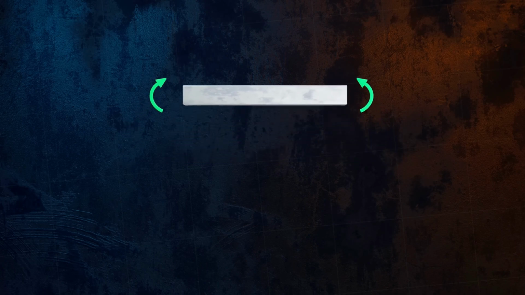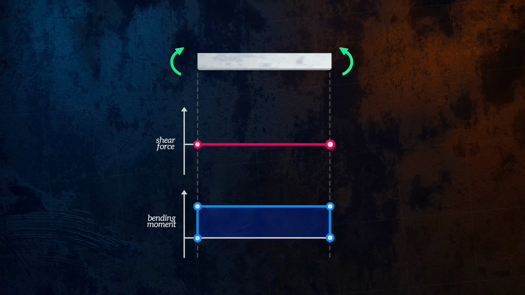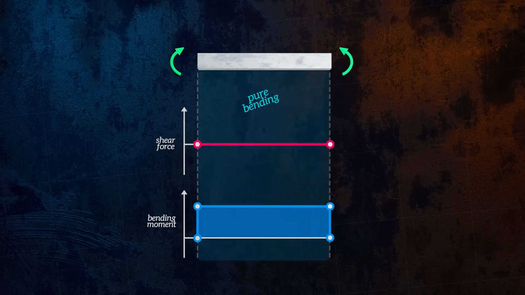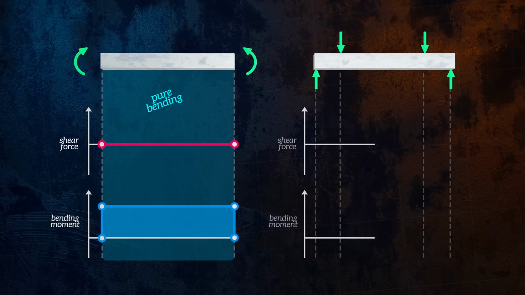A section of a beam is said to be in a state of pure bending when the shear force along it is equal to 0, and so there is a constant bending moment along its length, like there is for this beam, loaded by 2 moments. We also have a case of pure bending over the middle section of this beam, where the bending moment is constant.